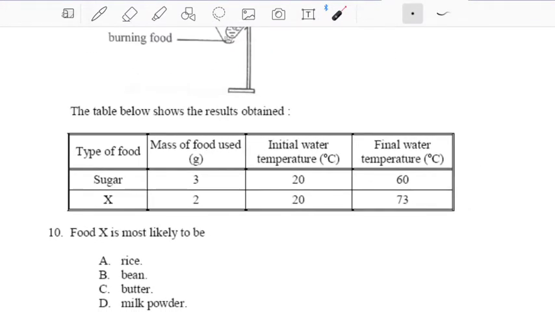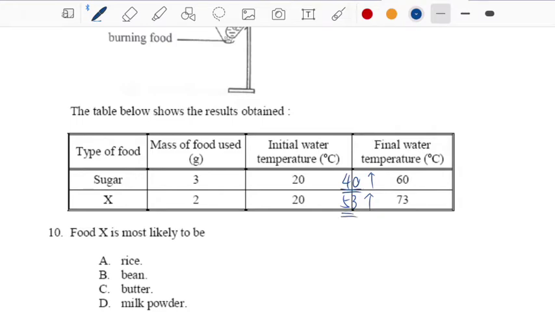We got 2 types of food. One is sugar, another one is X, so we don't know what it is. For sugar, we burned 3 grams, the initial temperature is 20, and it ended up being 60. So we could work out the temperature change is 40. For X, we burned 2 grams of food X, and the water temperature again went from 20 to 73. So in total, the temperature increased by 53 degrees.